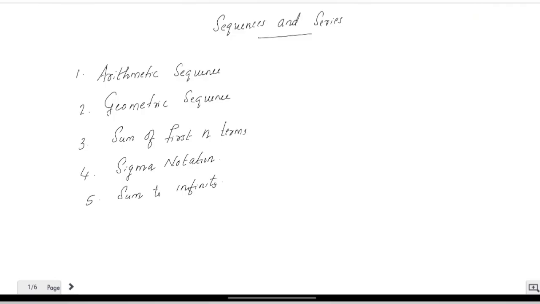First one is arithmetic sequence, which is the same as the linear pattern you have already studied in previous grades. But we are using another formula here.